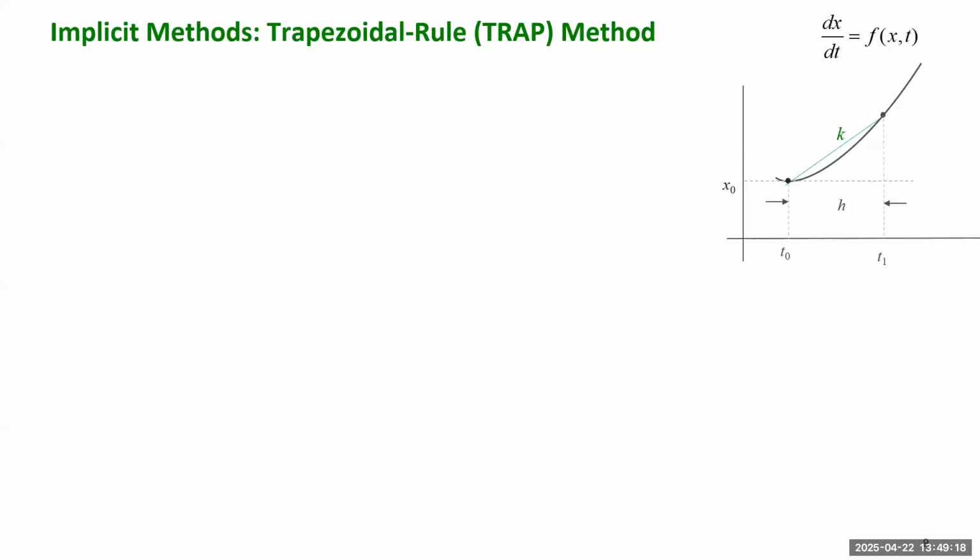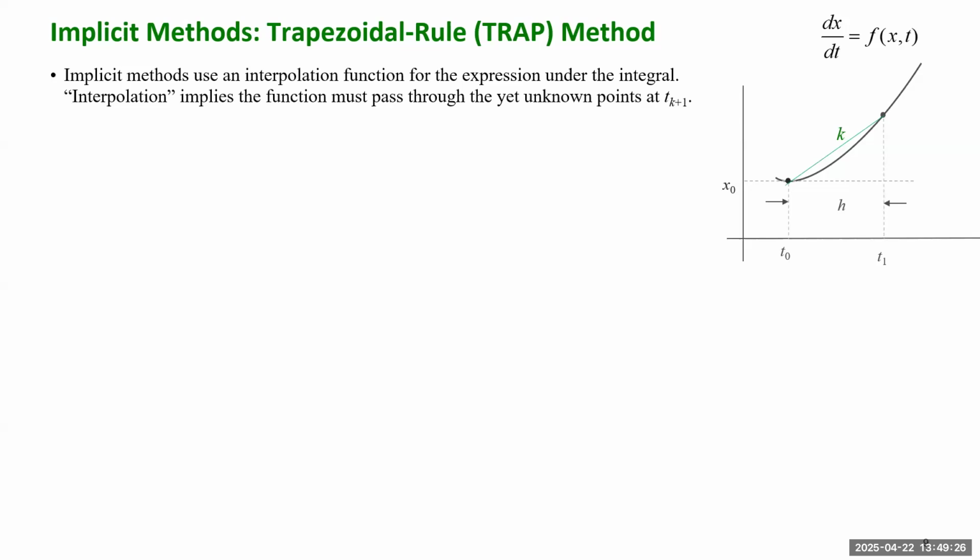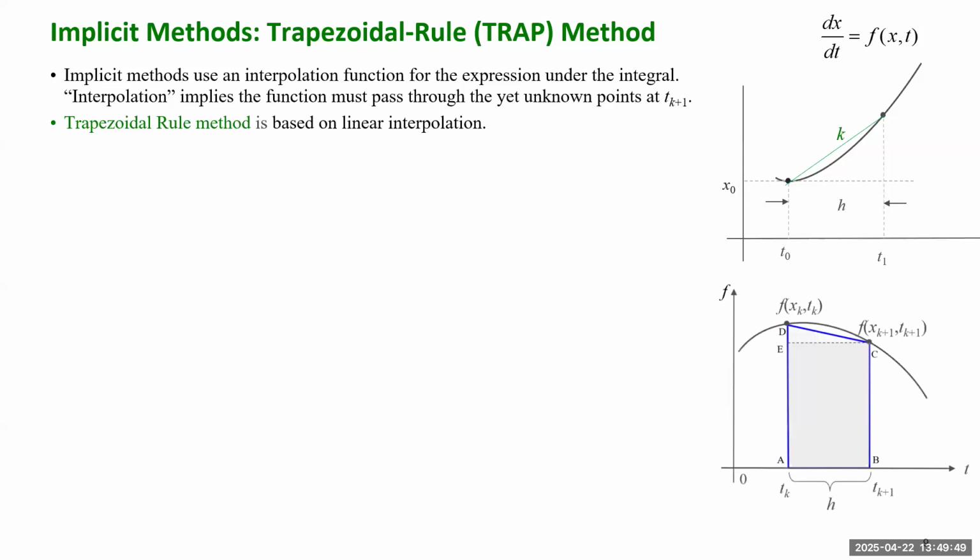Okay. Next, let's quickly talk about this trapezoidal rule method. We still want to simulate this system. Trapezoidal rule method is another useful implicit method. It uses an interpolation function to approximate the integral. What that means, for instance, is we want f to be a nonlinear function.